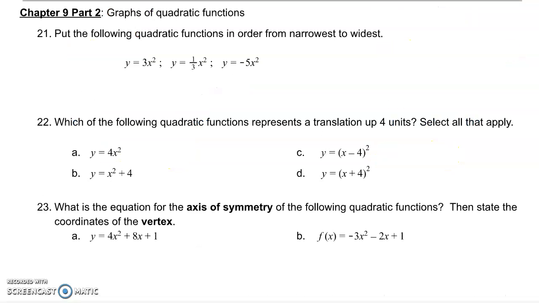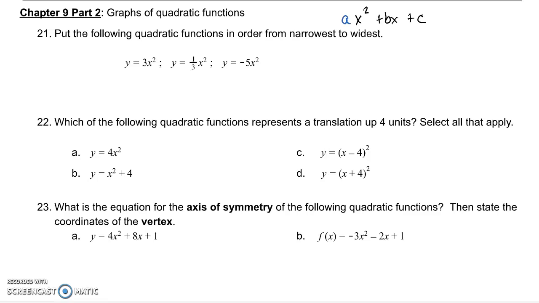And in part 2 for chapter 9, we are talking about the graphs of our quadratic functions. First, putting our quadratic functions in order from narrowest to widest. Remember, what we are looking for here is the value of a. A is the coefficient of our x squared term. Ax squared plus bx plus c. The a is what's giving us this information. If it's positive, it opens up. If it's negative, it opens down.